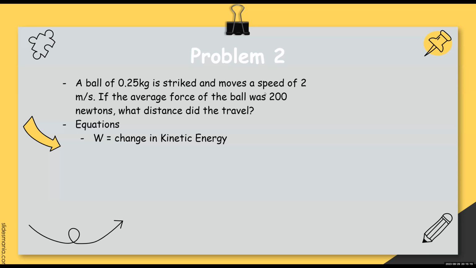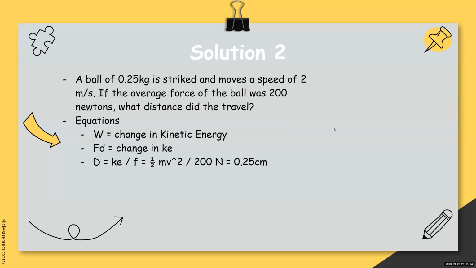So, pretty much the solution: we do work equals change in kinetic energy. And as we know, work is force times distance. So force times distance equals change in kinetic energy. Then we isolate distance, which is what we're trying to solve. So distance equals change in kinetic energy over force. Kinetic energy, as we know, is 1/2 mv squared, and the force is given in the problem, 200 newtons. We also know the mass and the velocity. So we can solve and we get 0.25 centimeters.